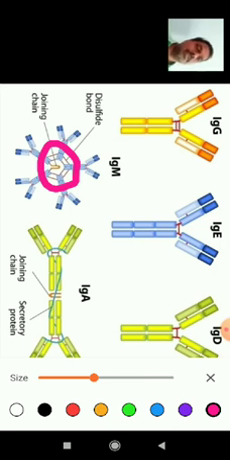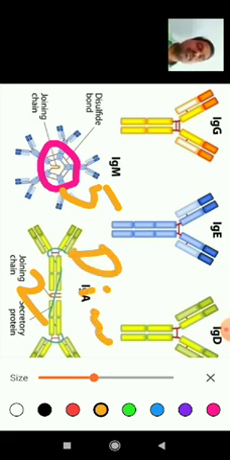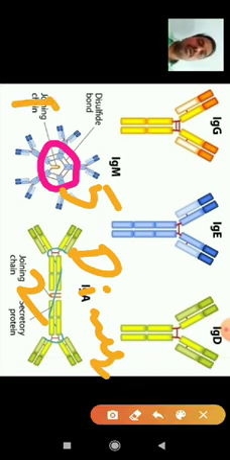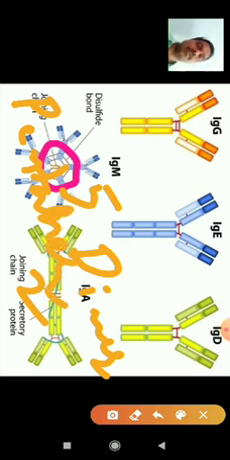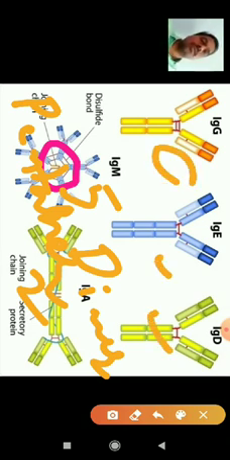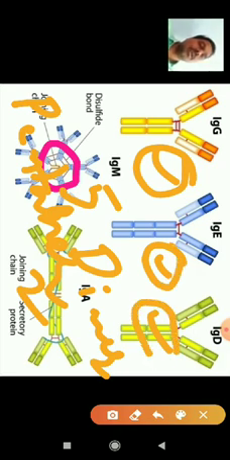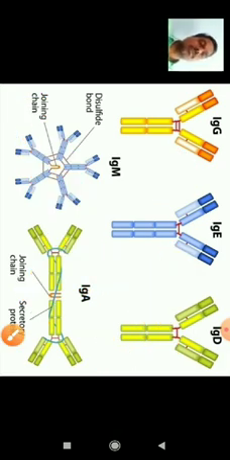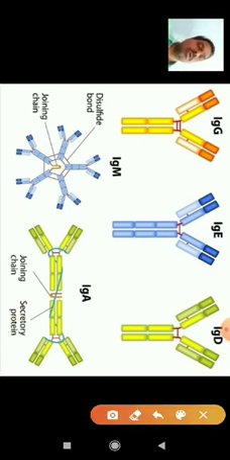IgM is also called a pentamer because five antibodies are present in the IgM. It is a big antibody. In IgA, two antibodies are together by the joining chain and secretory protein, and we call this a dimer. This one is called a pentamer. But IgG, IgE and IgD are single structures, and these are called monomers.